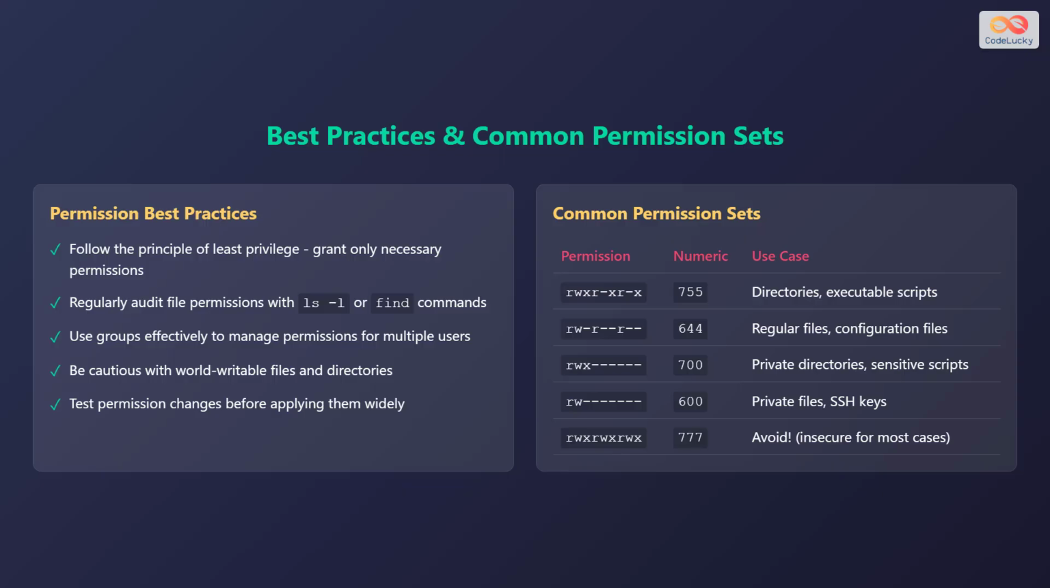Here are some common permission sets. rwxr-xr-x, or 755, is commonly used for directories and executable scripts. rw-r--r--, or 644, is commonly used for regular files and configuration files. rwx------, or 700, is commonly used for private directories and sensitive scripts. rw-------, or 600, is commonly used for private files and SSH keys. Avoid rwxrwxrwx, or 777, as it is insecure for most cases.